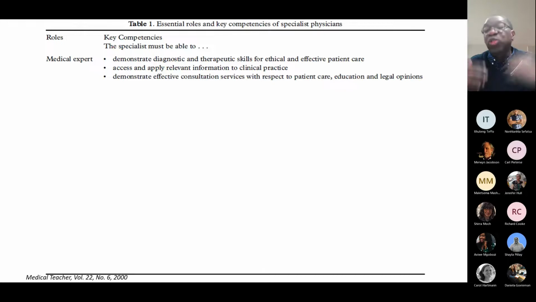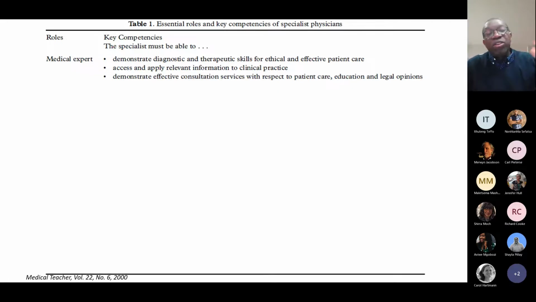And what they will be able to show is that they will be able to demonstrate diagnostic and therapeutic skills for ethical and effective patient care. They will be able to access and apply relevant information to clinical practice. They will be able to demonstrate effective consultation services with respect to patient care, education, and legal opinion. So they are experts in patient care and in clinical practice.